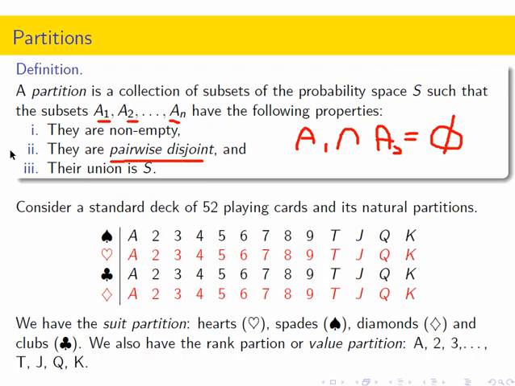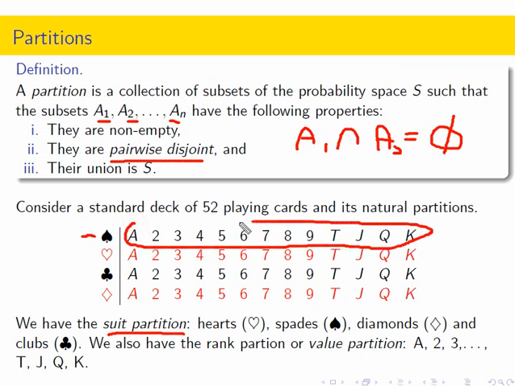So the best way to understand partitions is to think about a standard deck of 52 playing cards. It has a couple of important partitions. The first one I want to look at is the suit partition. So we have four suits, we have spades. The spades subset has 13 cards in it, and you can see them right here.